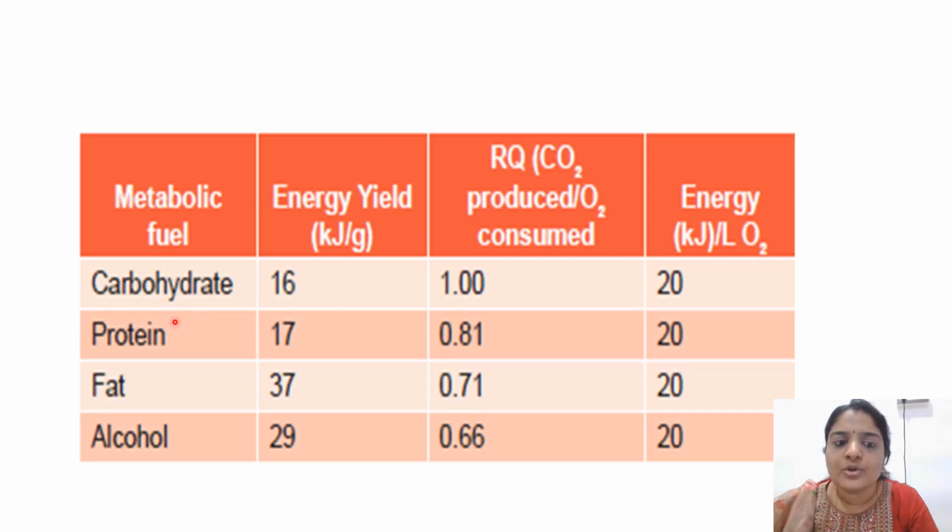Now we will see the RQ of various metabolic fuels. For carbohydrates, it is 1. For proteins, it is 0.81. For fats, it is 0.71. And for alcohol, it is 0.66.